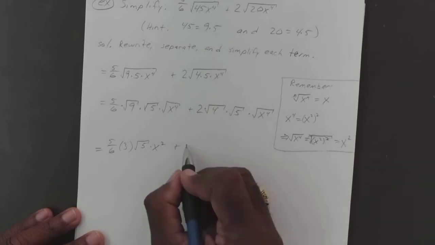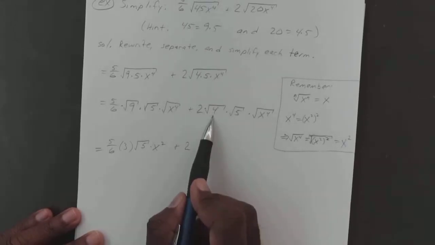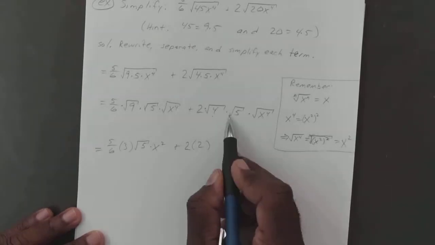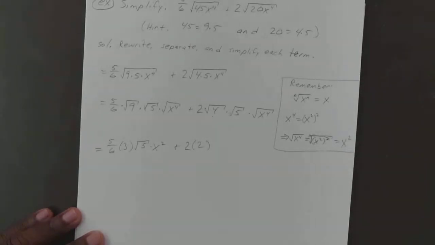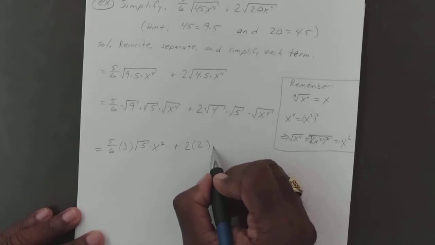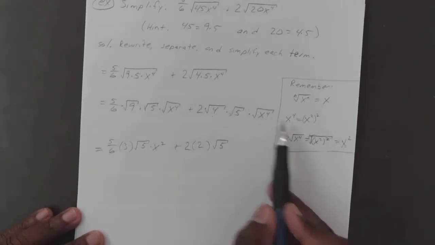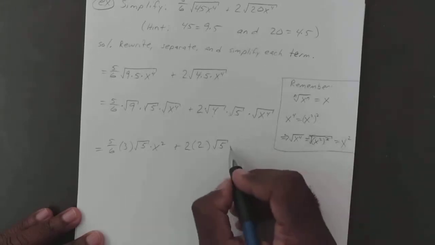Plus 2 times square root of 4, we know that's 2, times square root of 5, can't simplify that one, so that just stays square root of 5, times square root of x to the 4th, which we know is x squared.